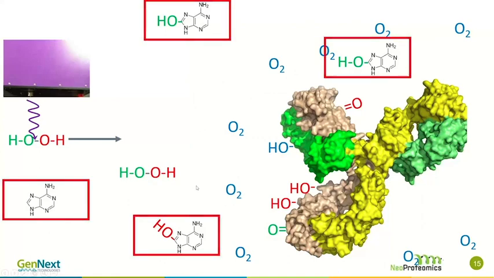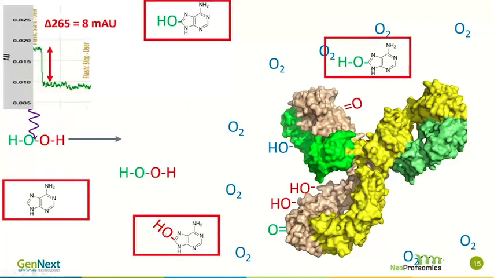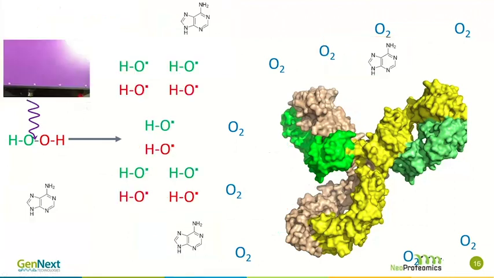And in the end, we have a concentration of our oxidized adenine. And we can measure the concentration of oxidized adenine based on the change in UV absorbance at 265 nanometers. So we see an 8 milliabsorbance unit change here at 265 nanometers based on the amount of oxidation we have of adenine.